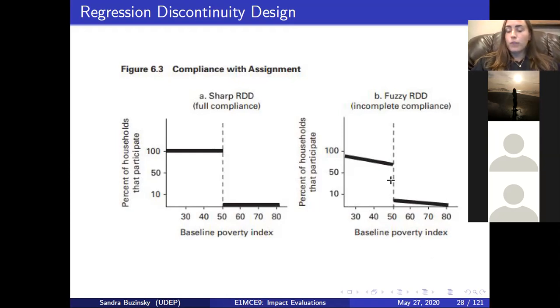So what can we do then? Well, we don't want to use the sharp RD methodology of just comparing the difference in means. Why is that? Why don't we want to compare the difference in means then?